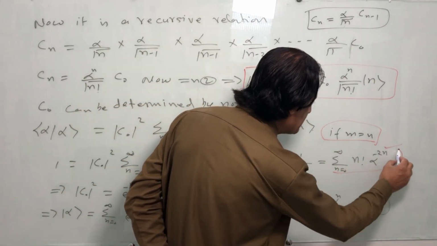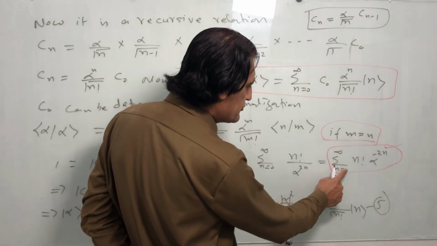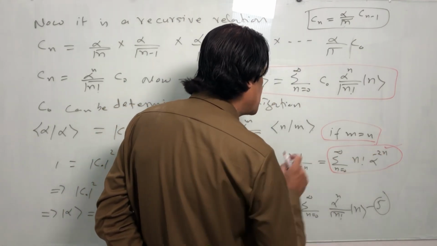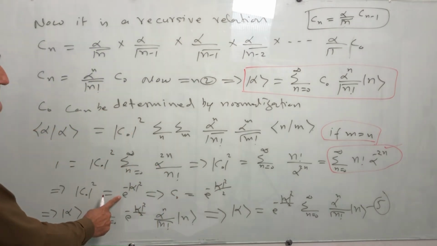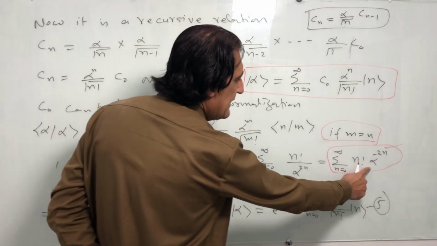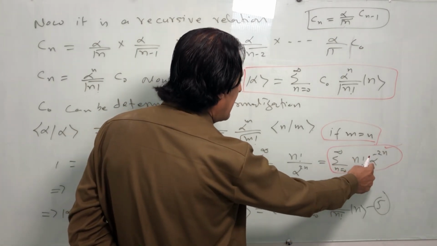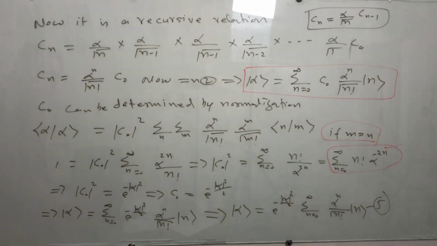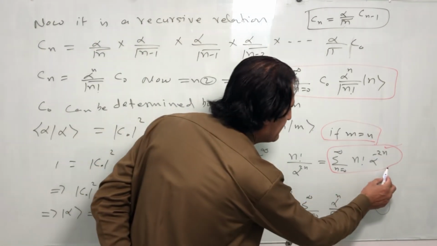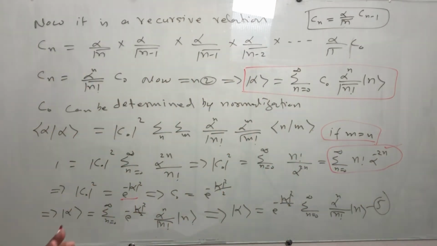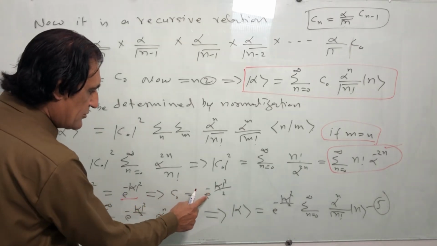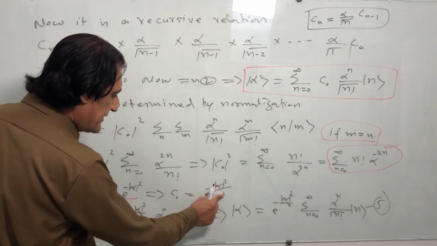It should be noted that this term, n equal to 0, n factorial alpha minus 2n, can be written in this form, because if you consider n is equal to 0, then alpha minus 0, and if n is equal to 1, this is alpha minus 2n. So this exponential and this term remain the same. You can try this by yourself. And further, C naught will be equal to e to the power minus alpha absolute square divided by 2.